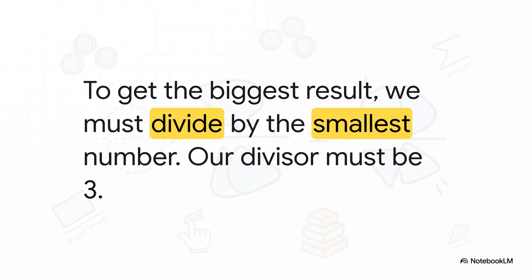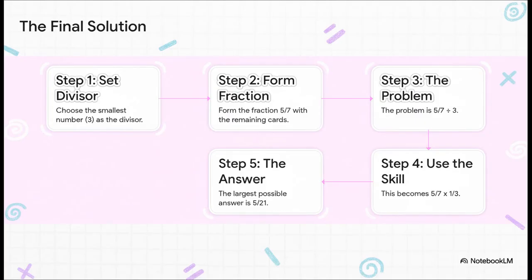So, if we apply that logic to our number cards, the path forward becomes crystal clear. To make our result as large as possible, we absolutely have to choose the smallest number to be our divisor. So we will be dividing by 3. Okay, let's put it all together and walk through the final solution. Step 1. We know we need the biggest result, so we have to divide by the smallest number. That's 3. So 3 is our divisor.